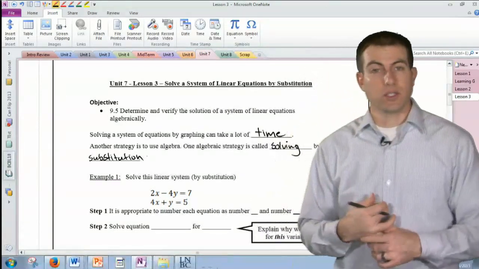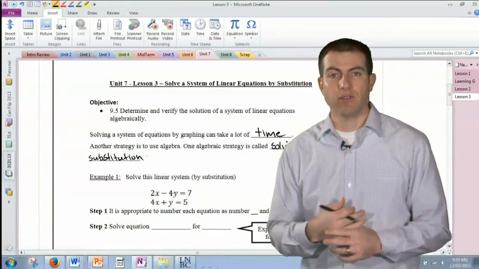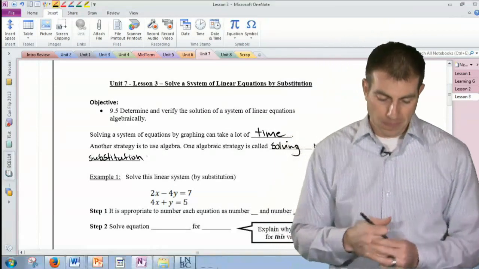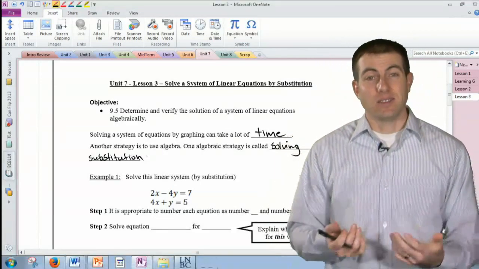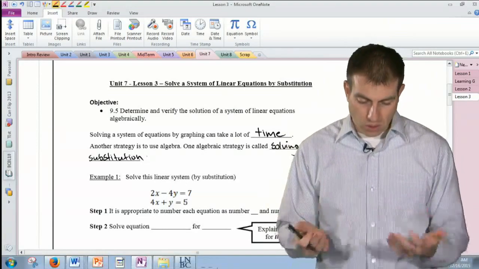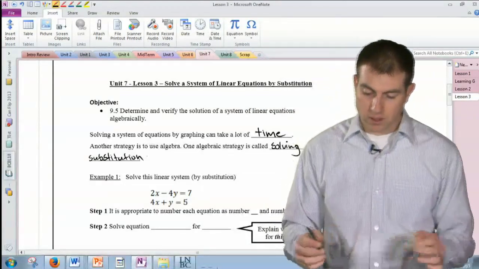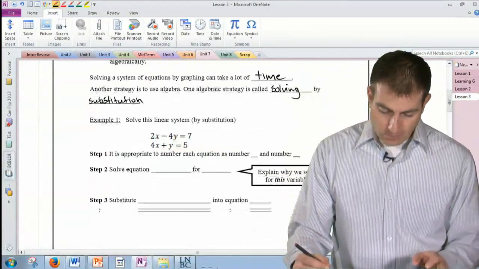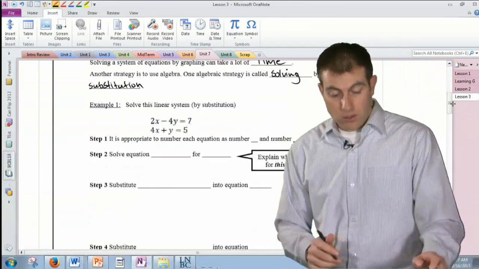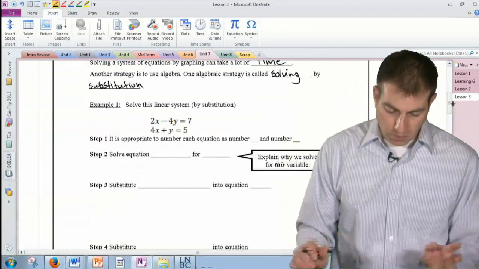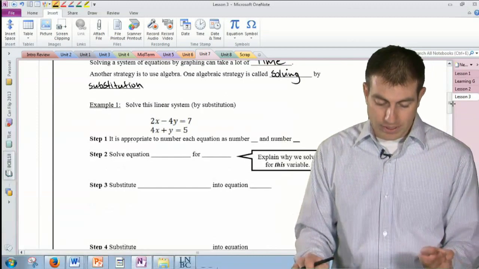So you can see that the questions look absolutely identical to everything we've been doing so far. But in this case, it says solve by substitution. So we need to solve by substitution. So here's our two equations. We have 2x minus 4y is 7, 4x plus y is 5.